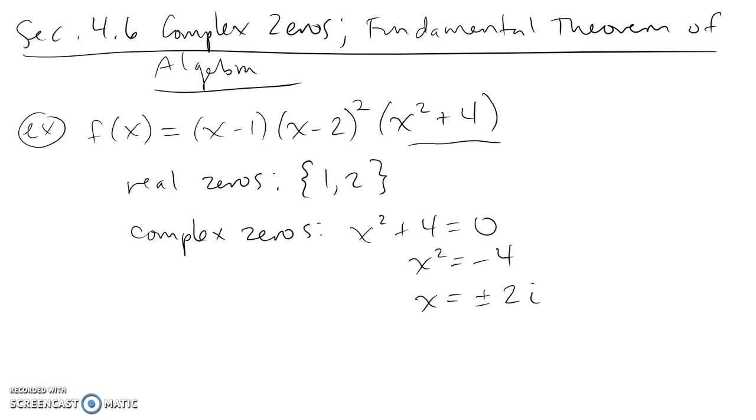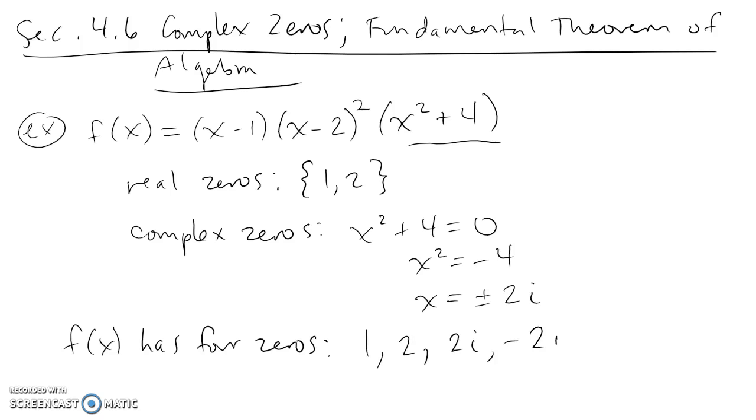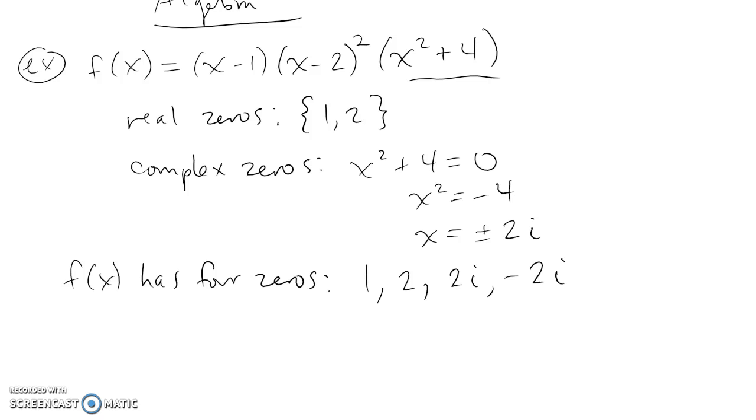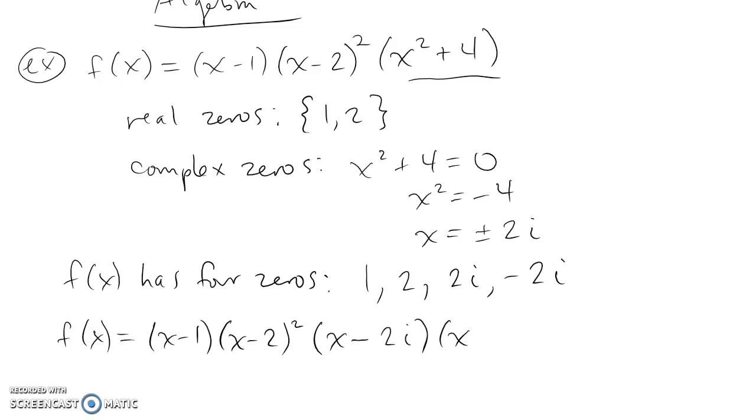So f of x actually has 4 zeros. They are 1, 2, 2i, and minus 2i, right? So once we know the zeros, we can write what's called the complete factorization. x minus 1 times x minus 2 squared times x minus 2i times x minus a negative 2i.